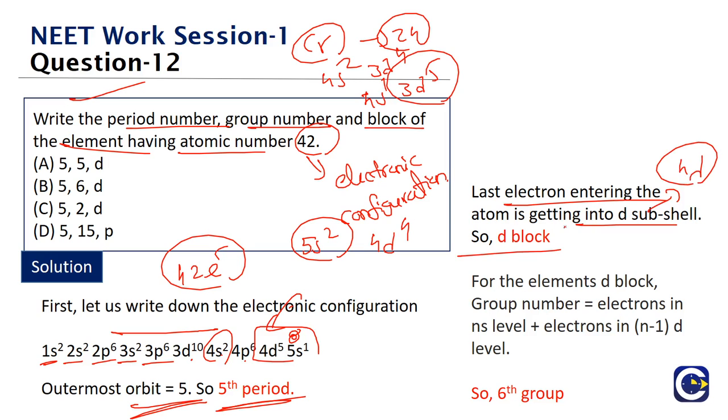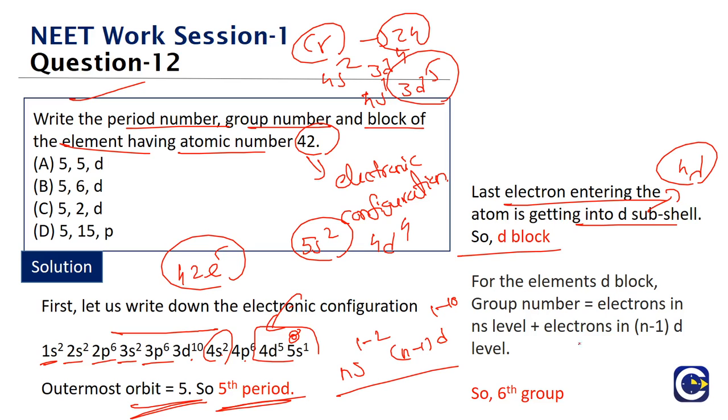Okay, and for the d block elements, how do we find the group number? What will be the general arrangement? It will be ns1 to 2, n minus 1 d 1 to 10, except palladium. The outermost electronic arrangement is ns1 to 2, n minus 1 d 1 to 10, except in the case of palladium.